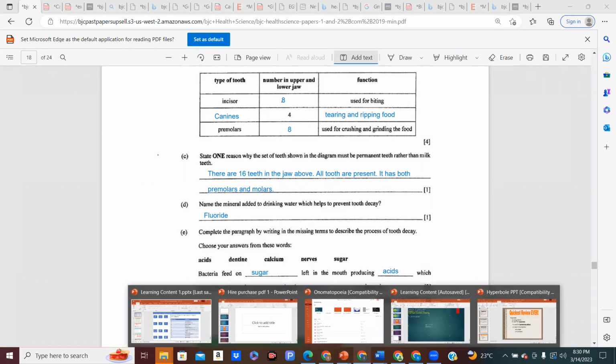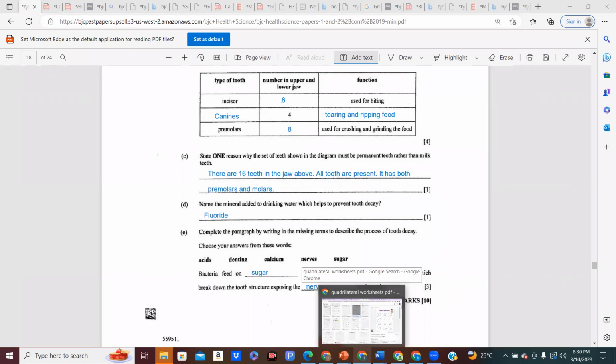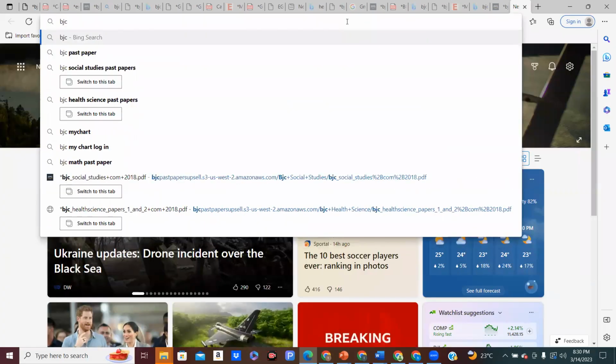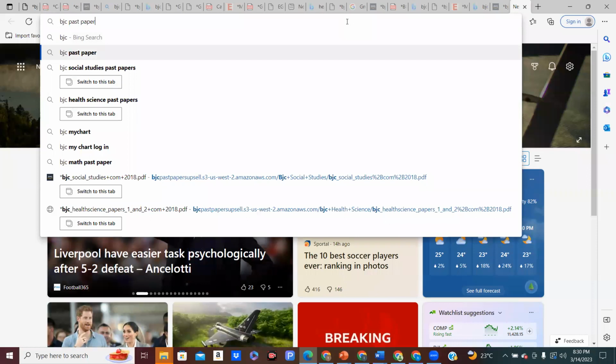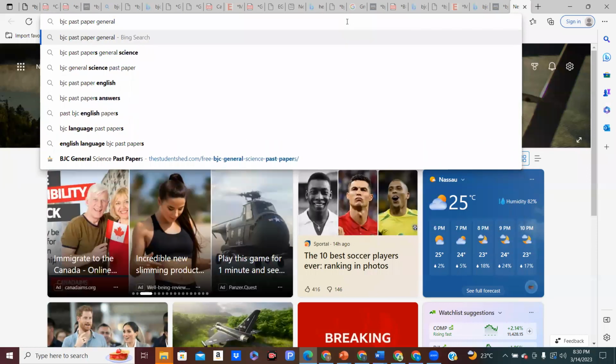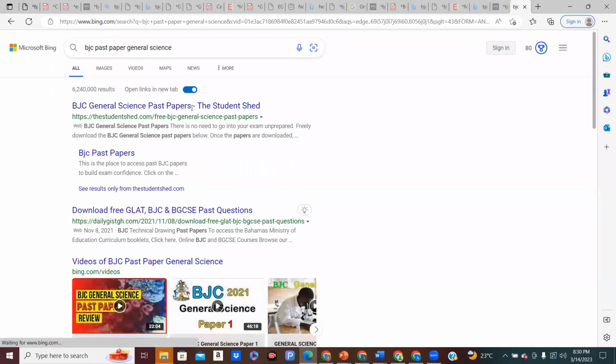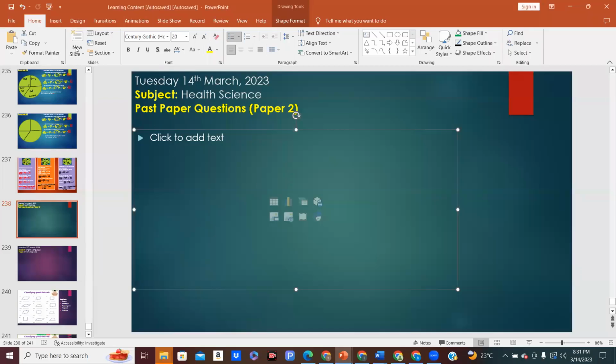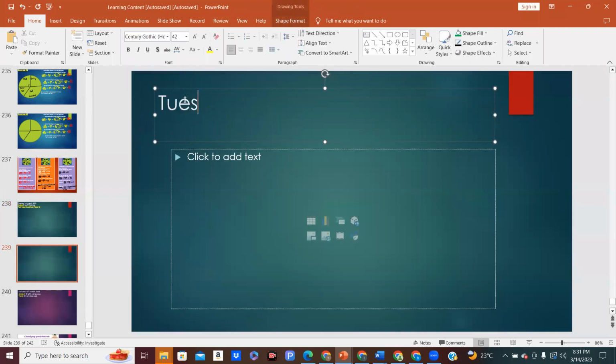Okay, so let's move on to general science. So with general science, we do the same thing. I want us to look at past paper questions for general science. I want us to look at paper 2, however. So let's go. This is going to be Tuesday, the 14th of March, 2023.